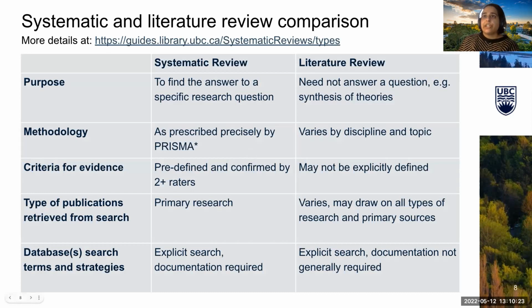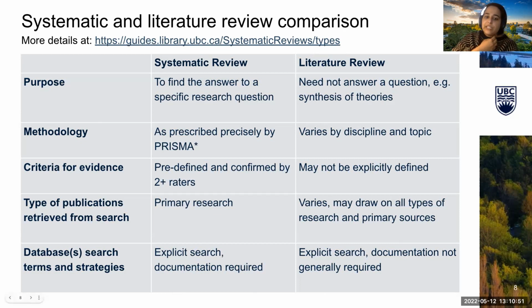This is a chart comparing some similarities and some differences between a systematic review and a literature review. A literature review can also be referred to as a narrative review. I'm not going to read out the whole chart, but you have some differences there. And this chart is also in the Systematic Review, Scoping Review Research Guide, which is linked up here as well.